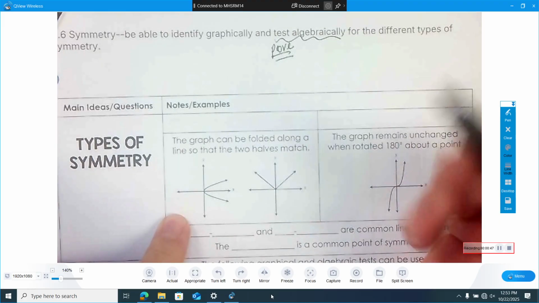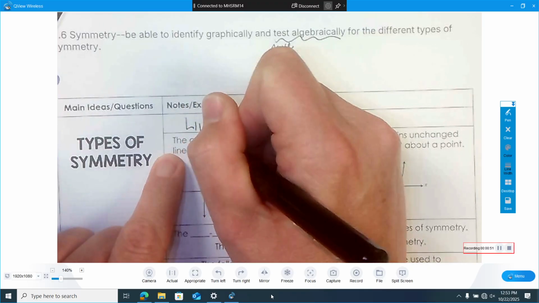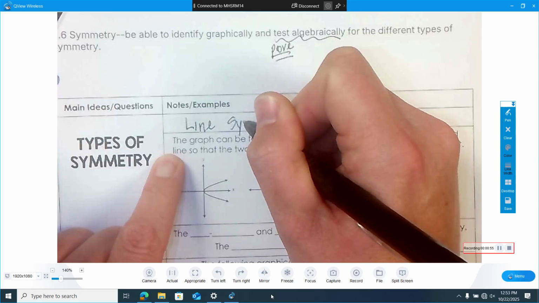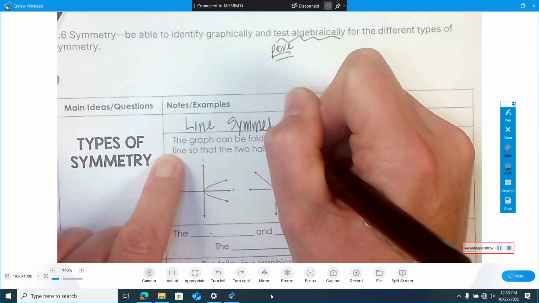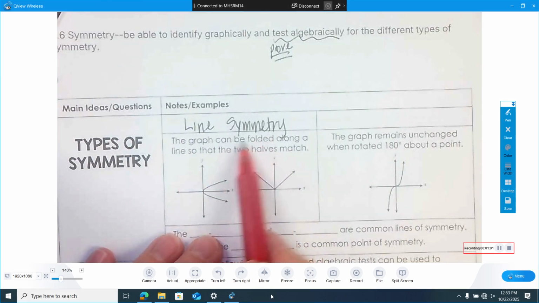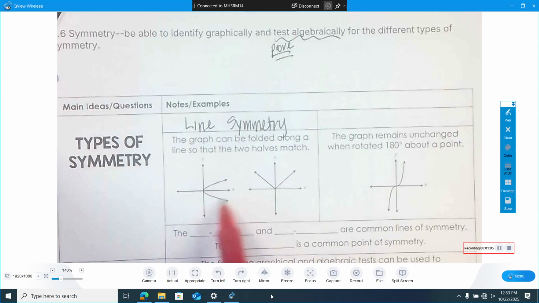All right, so first we have symmetry about a line. We can call that line symmetry. And so when I look here, line symmetry happens when we can fold our curve, really, along a line so that the two halves would fold on top of one another.